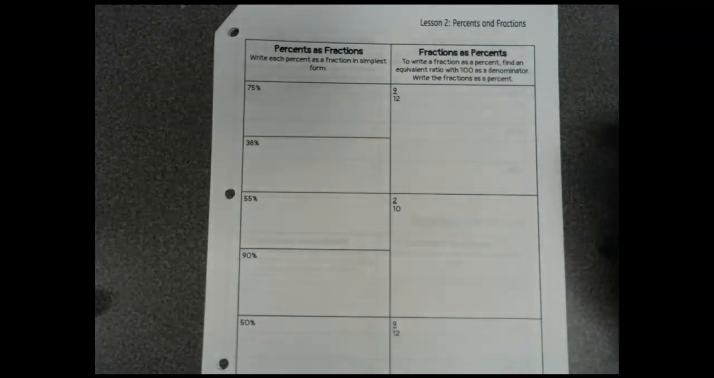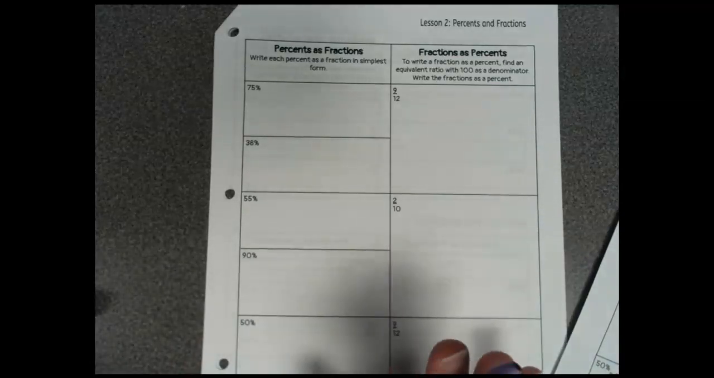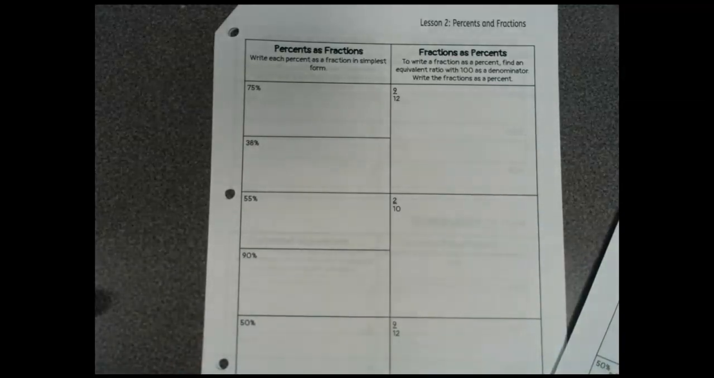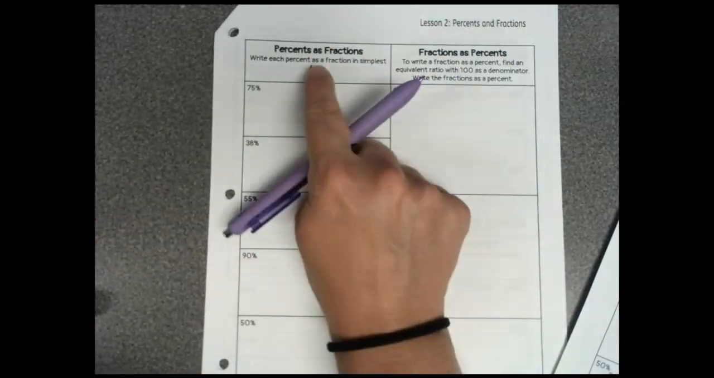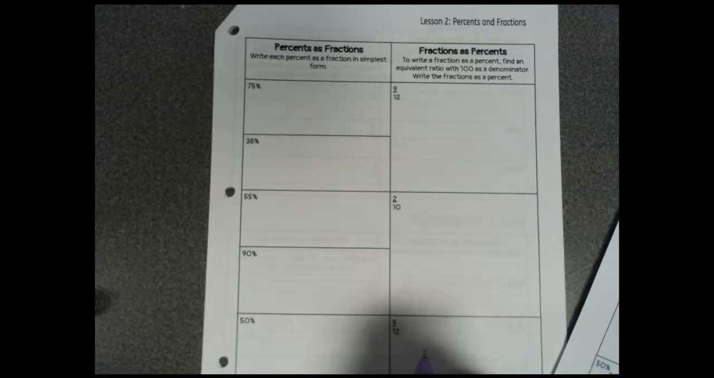This is lesson 2 in module 2, and this is going from taking percents and turning them to fractions and turning them into percents. So, on this side, we're taking percents to go to fractions. Write each percent as a fraction in simplest form.